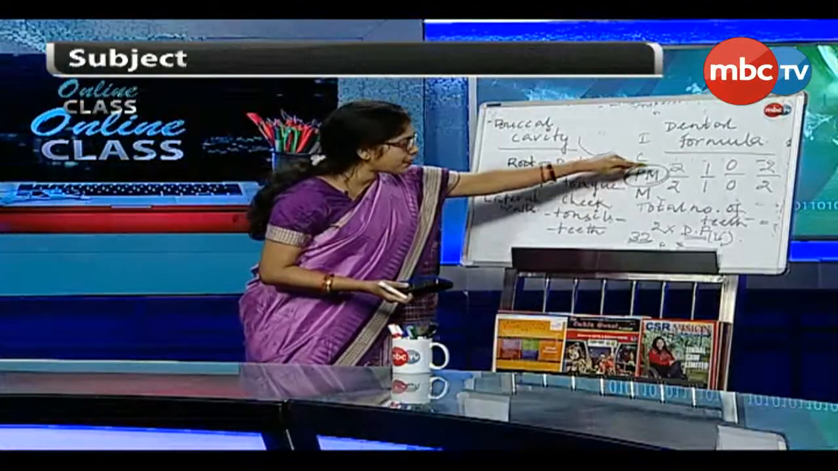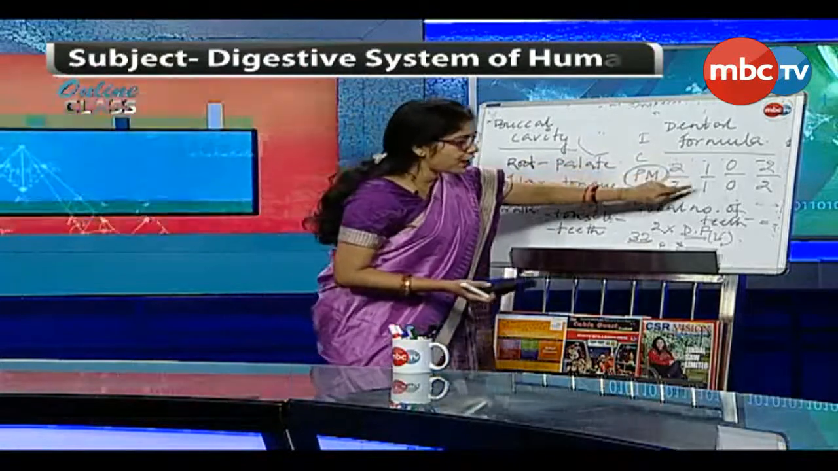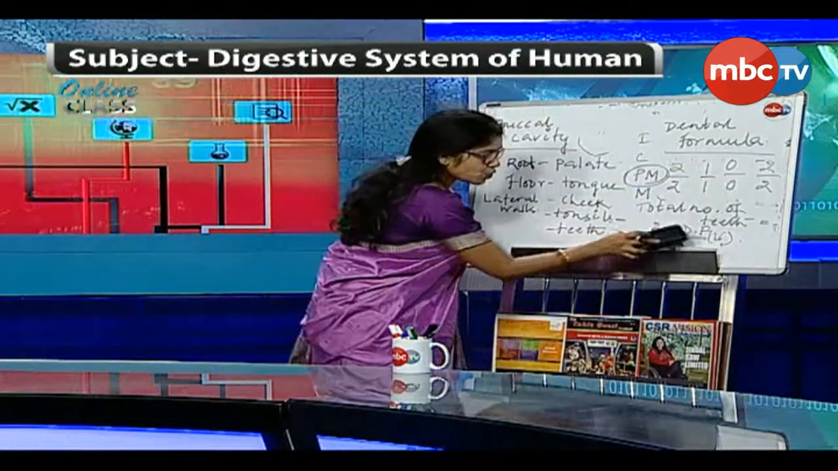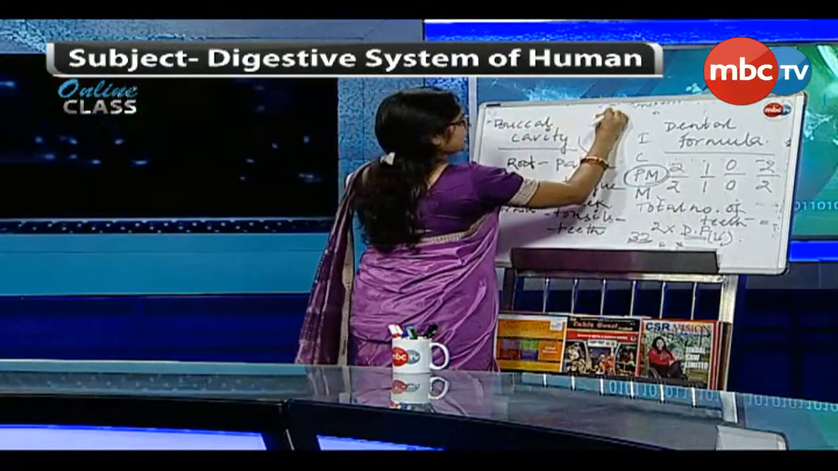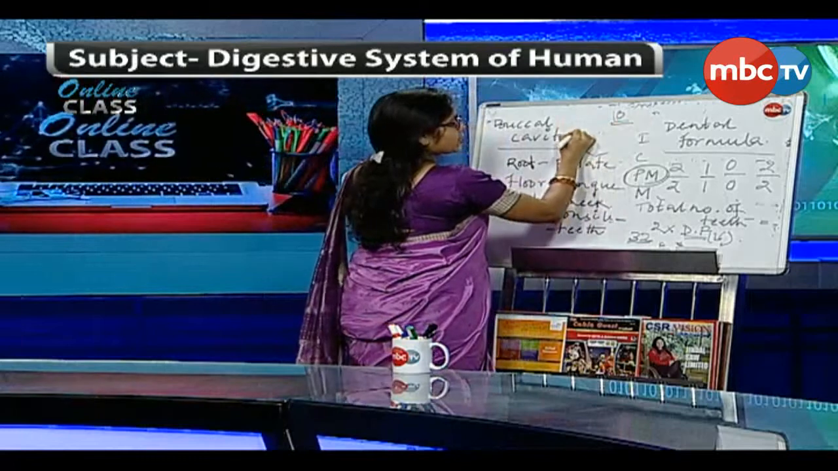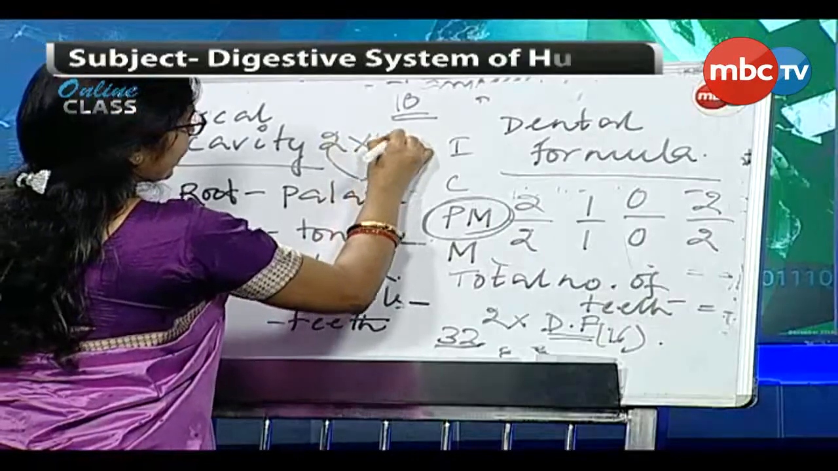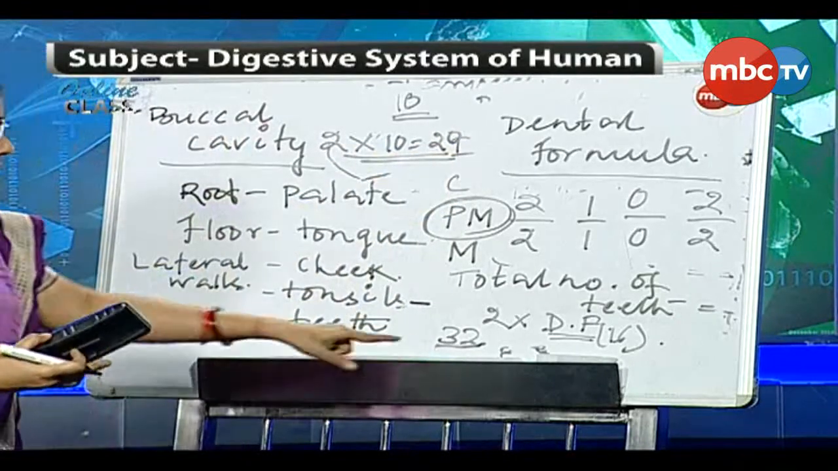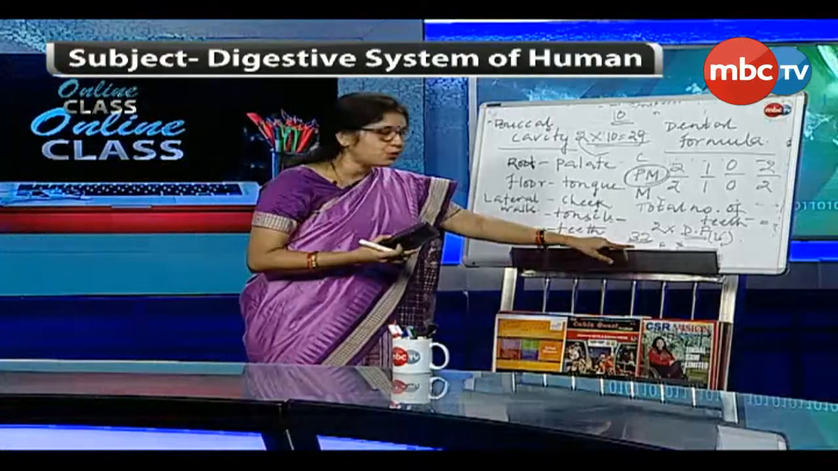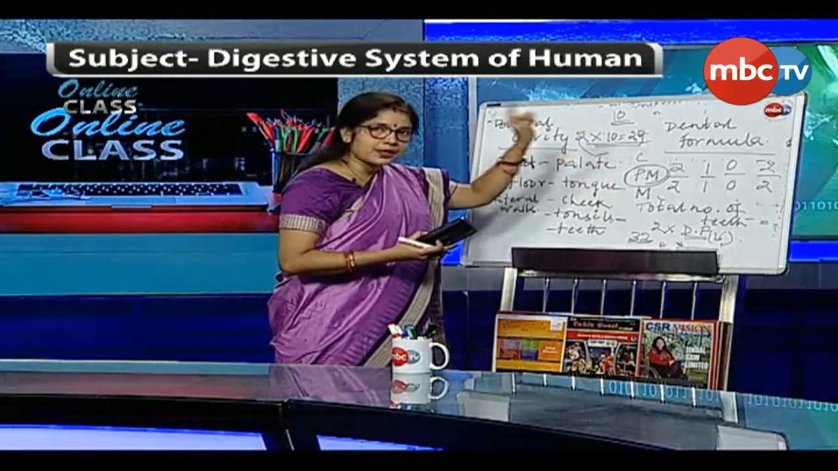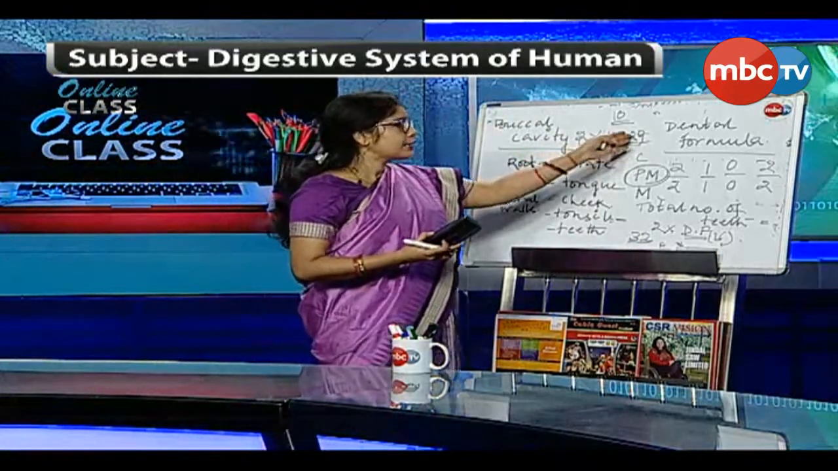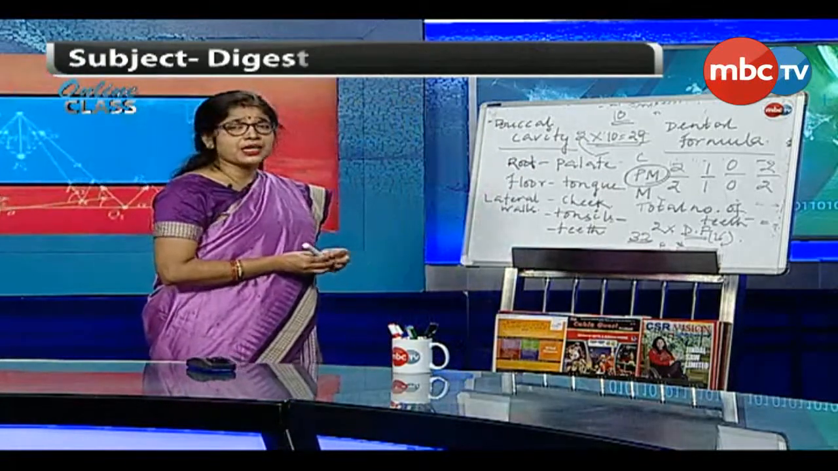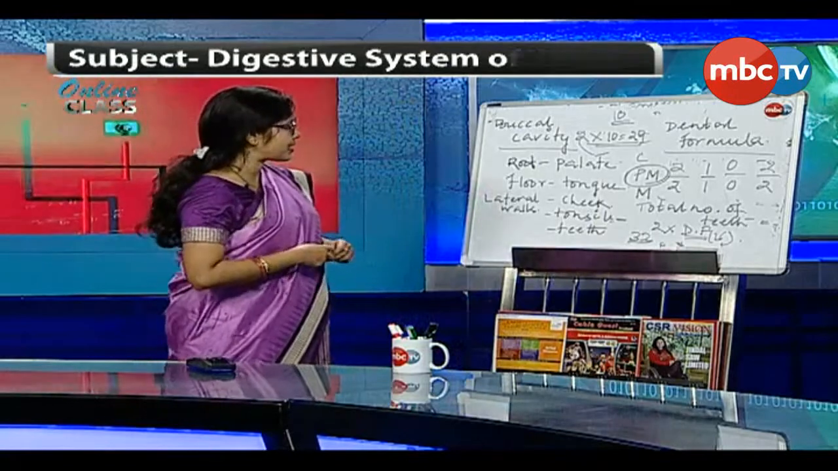So, what is the total number of teeth? 2 plus 2, 4, 4 plus 2, 6, 6 plus 2, 8, 8 plus 2, 10. So, the dental formula in children is 10. So, what is the total number of teeth? 2 into 10 is equal to 20. So, in an adult individual, the total number of teeth is 32, whereas in children the total number of teeth will be 20, because of the absence of the premolar and the last molar teeth.